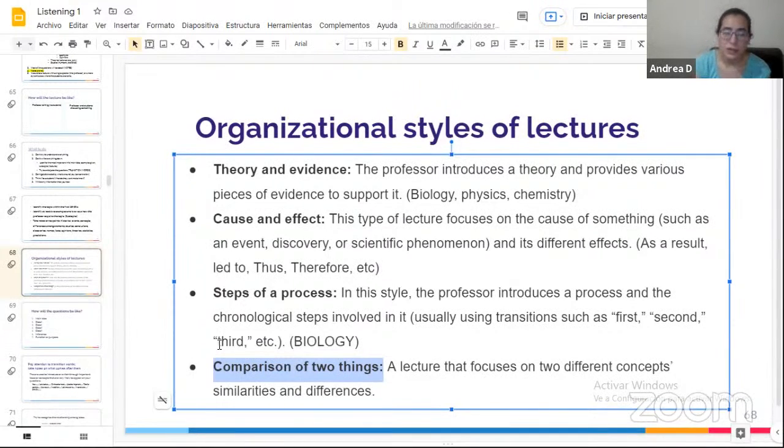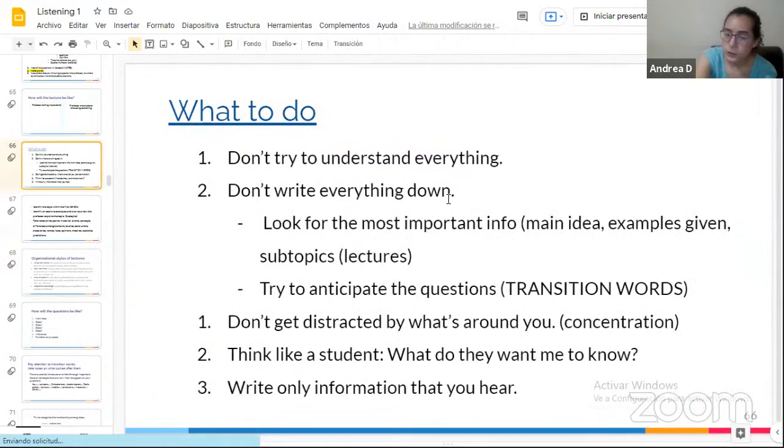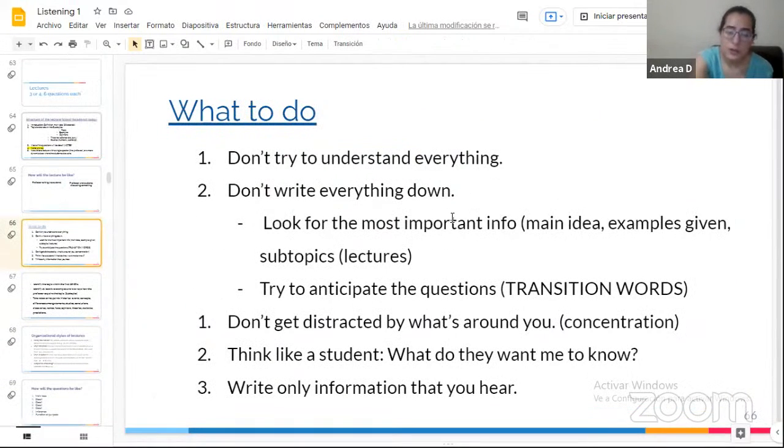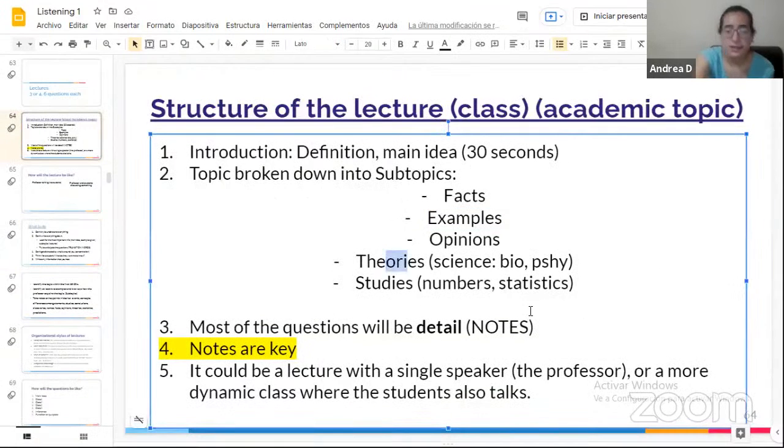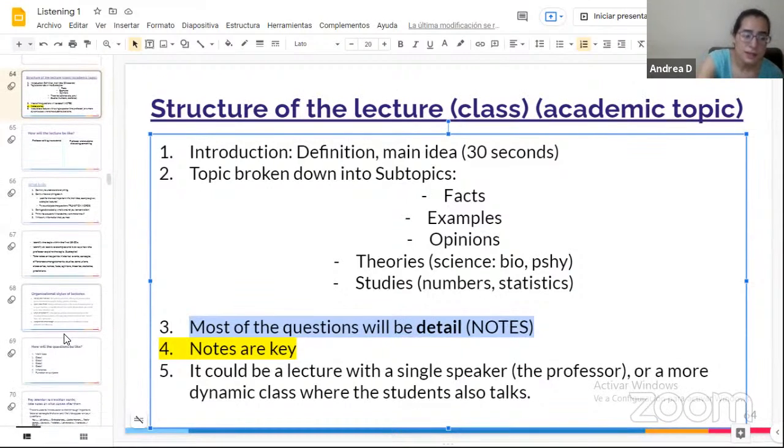So I cannot tell you, but it'll basically be broken down into different subtopics. And you will have a lot of facts, some examples, some opinions, theories, studies, statistics, things like that. Now, something else I could say about the lectures is that most of the questions in this case will be detailed. That means that most of your questions are going to be looking like this.